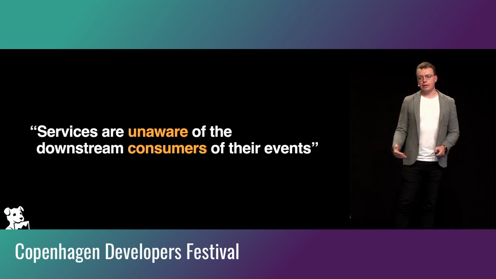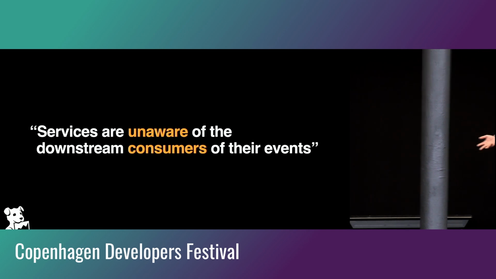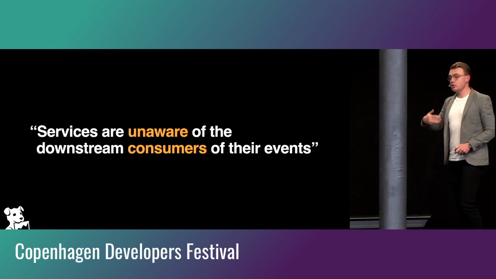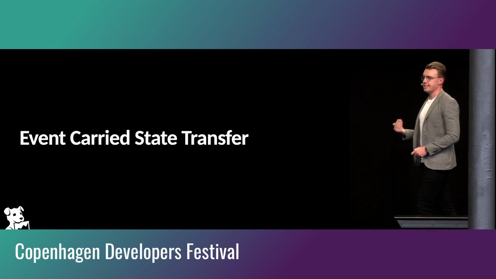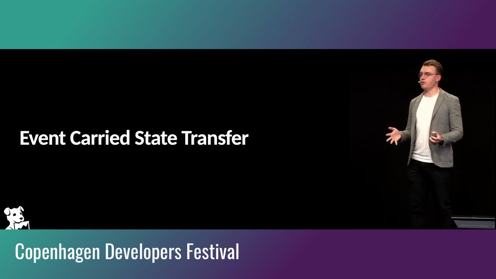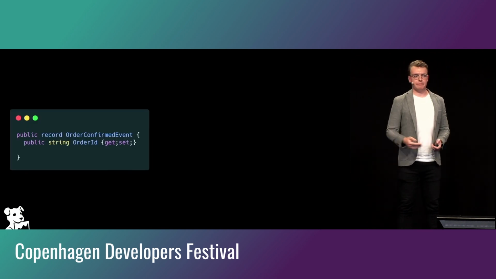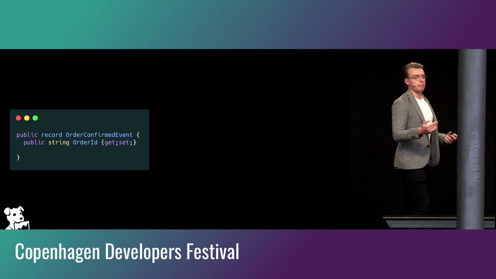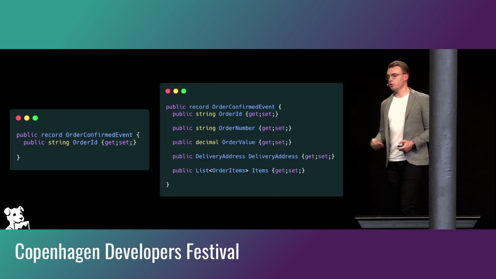So how do we solve for this? How do we get around this challenge of needing callbacks, needing systems to call back and get more information? Which leads us nicely onto a second type of events that you'll commonly see, which is the idea of event-carried state transfer, otherwise sometimes known as a thicker event or a fat event. So if we take that order confirmed event, this is what it looked like, just an order ID, and this is what meant we needed to make the callback. This same event as a thicker event would look something like this.